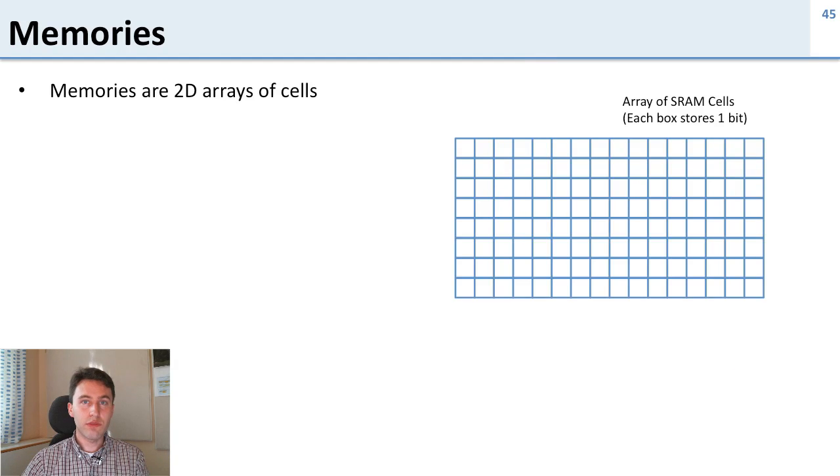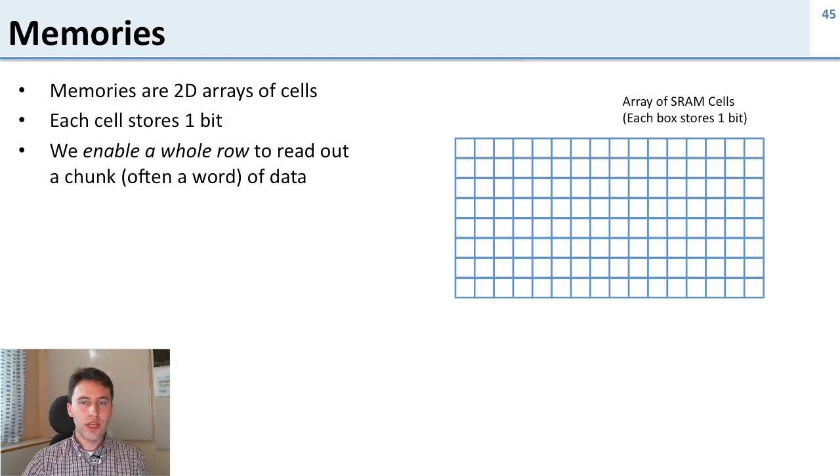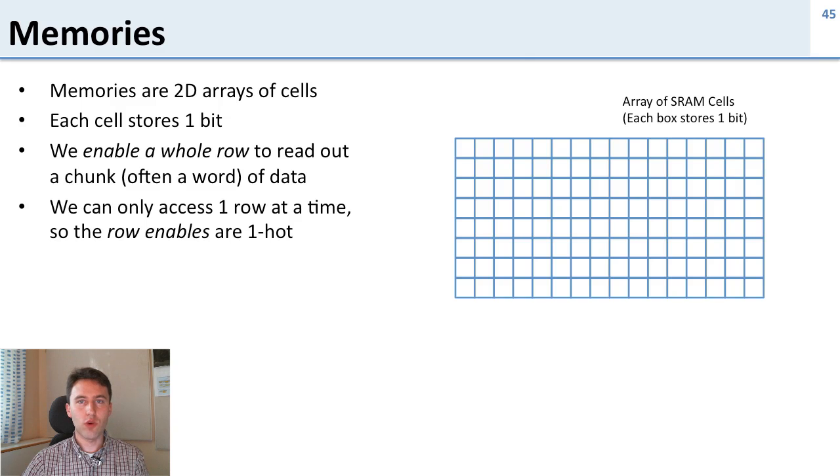Now let's talk about building memories. So memories are 2D arrays of cells, and each of the cells stores one bit of data in it. We enable a whole row of the memory when we're reading out data. So we read out data in a chunk, which is often a word wide. And we can only access one row at a time because they share the same output.